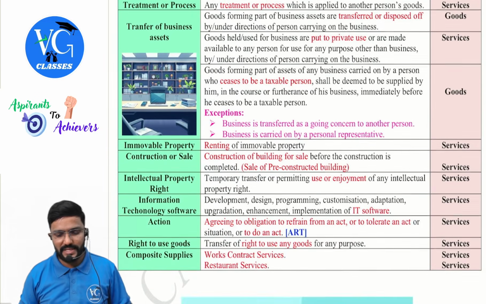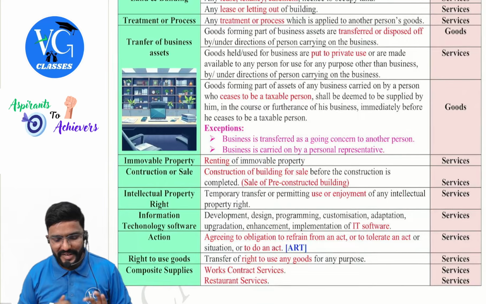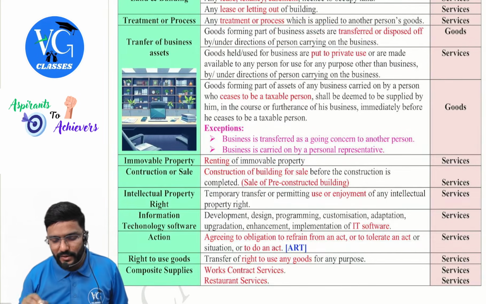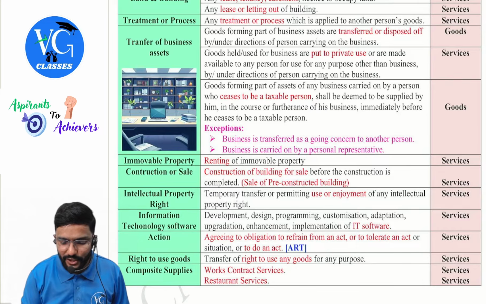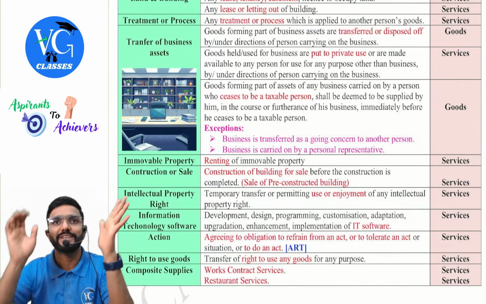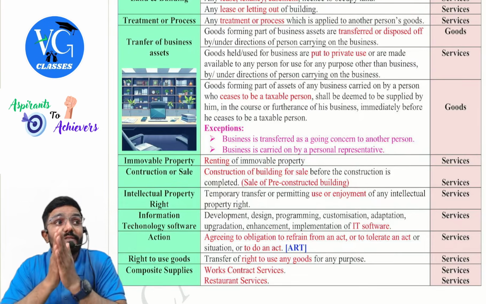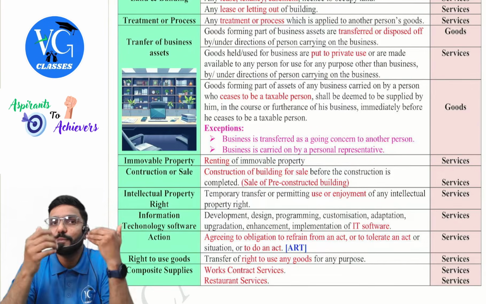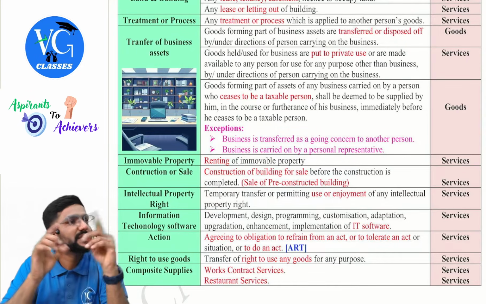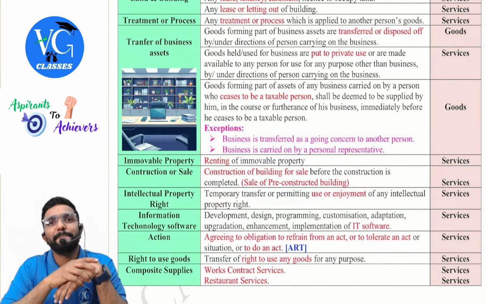Next, transfer of business assets. This is a bit tricky. Please be careful. Goods forming part of business assets are transferred or disposed of by or under the direction of a person carrying on the business. Guys, is it a supply? Yes, supply of goods. Now here we have to check various sections. Sir, I had purchased asset for business. I sold it for a value. Is it a supply? Yes, 7.1a.